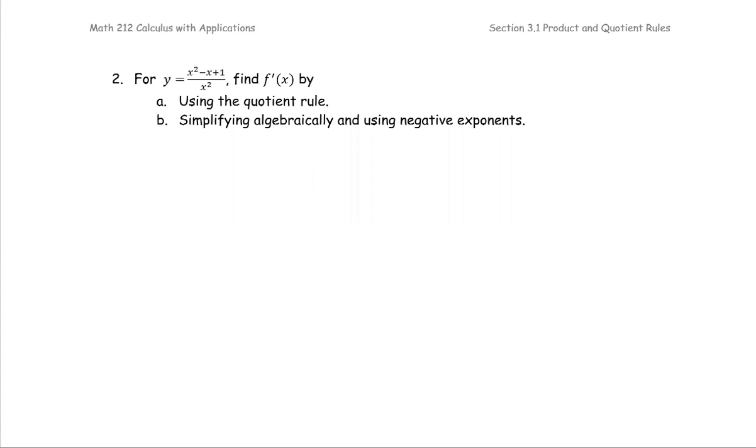The first way, or in part A, we're going to use the quotient rule. The second way, or in part B, we're going to simplify first by using the negative exponent before we find the derivative. So let's work on the first way, or part A. Apply the quotient rule.